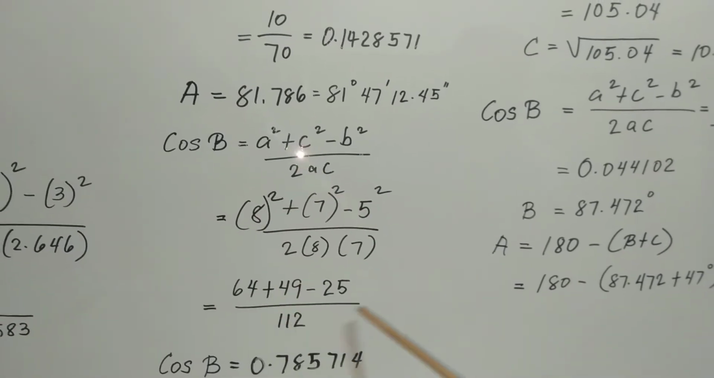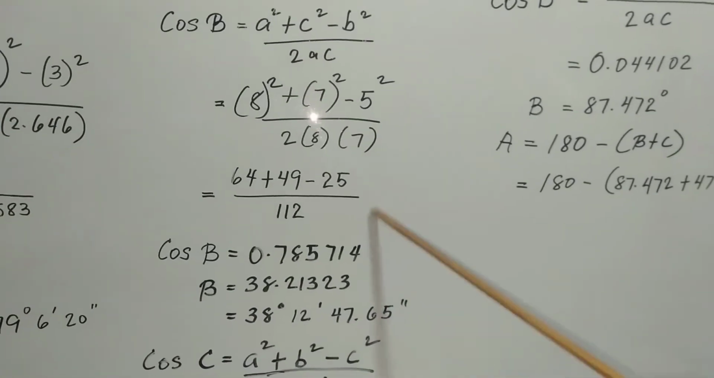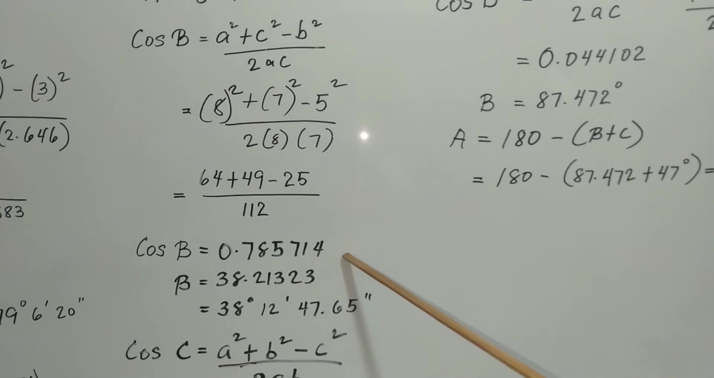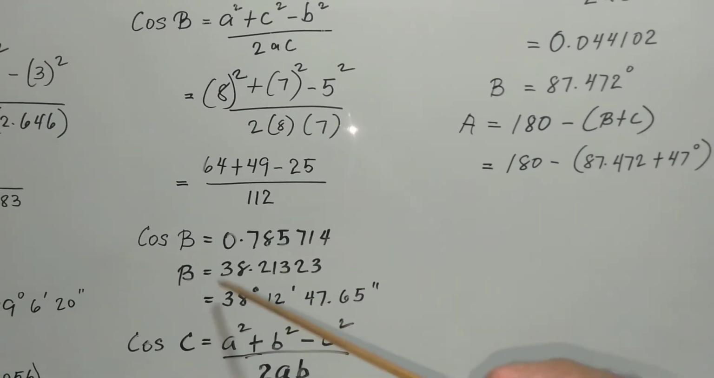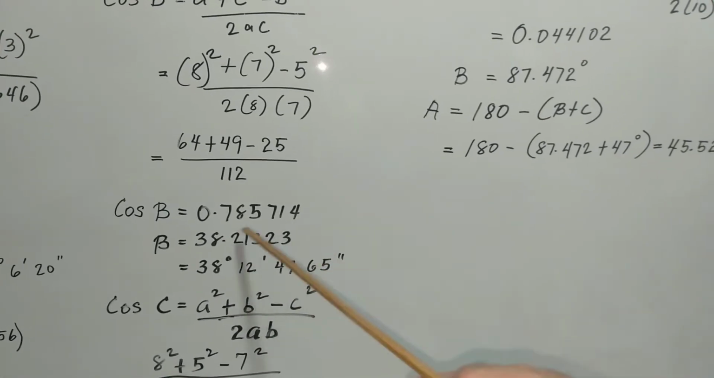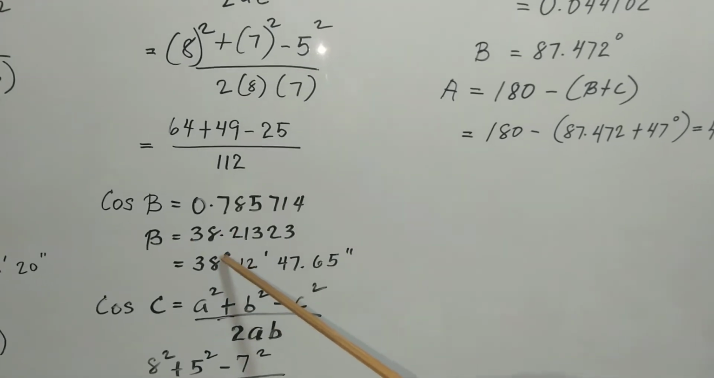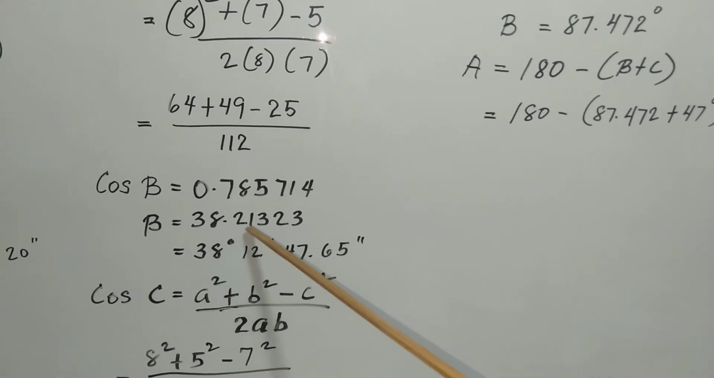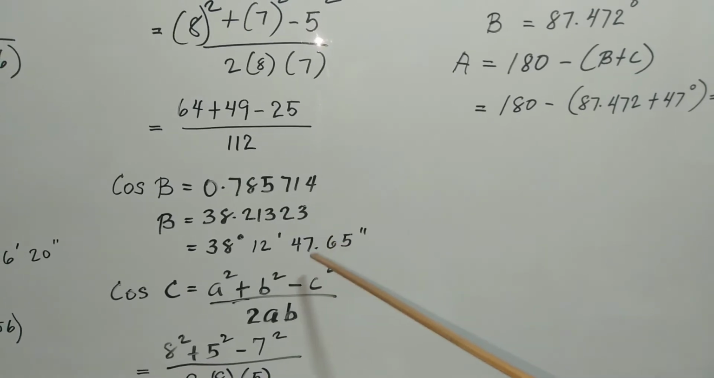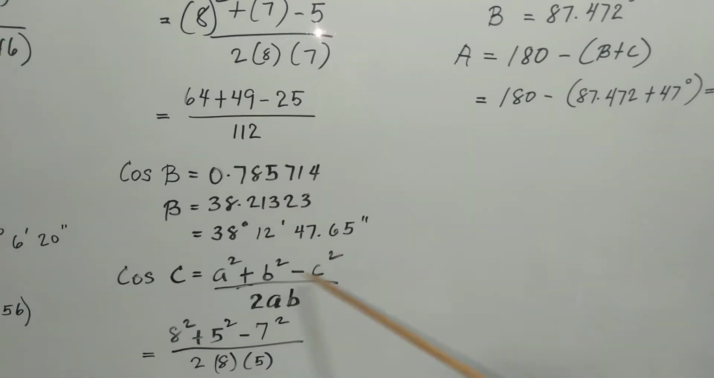So this cosine B here, the computation will arrive at 0.785714. We get again the arc cosine of B, and by using calculators and tables, we get 38.21323. Getting the arc cosine of this value here, we get 38 degrees. This is equal also, if we want decimals, 38.21323 to simplify our computation. But if we want the degrees in minutes, you get 38 degrees, 12 minutes, and 47.65 seconds.